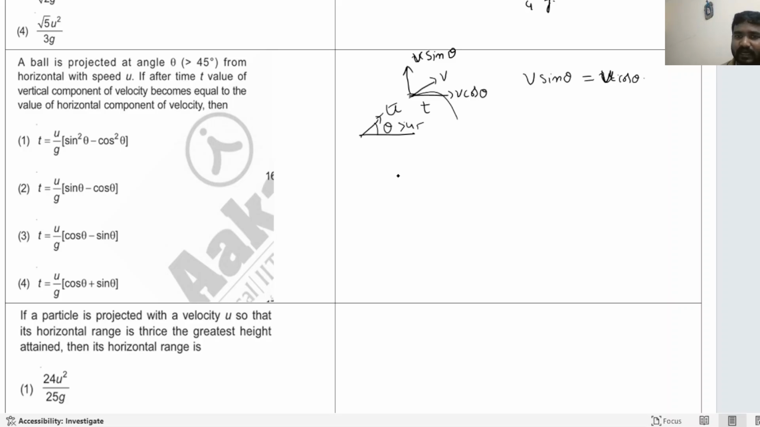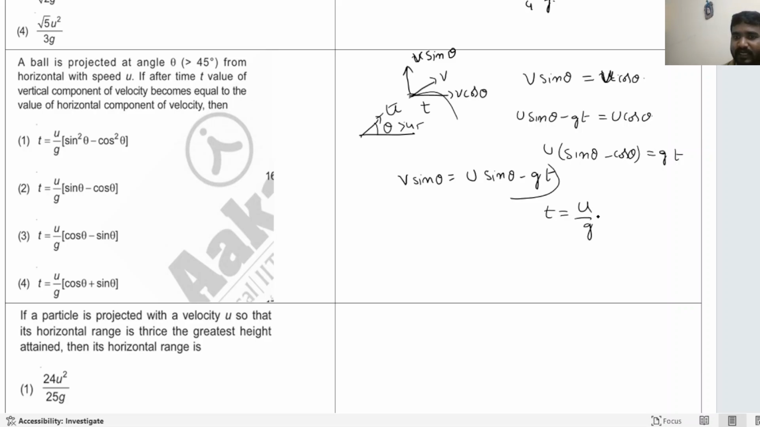Now v sin theta equals u sin theta minus gt. So now you can substitute this equation over here. So u sin theta minus gt must equal u cos theta. So if you take u common, u times sin theta minus cos theta equals gt. Therefore, time t equals u by g times sin theta minus cos theta. One more problem you can see.